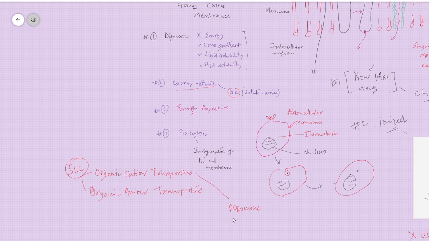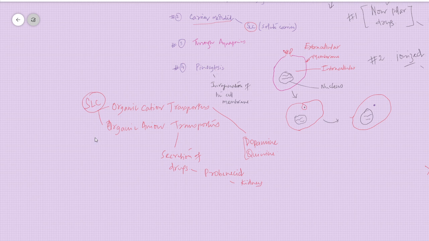quinine, which is given for malaria, and the organic anion transporters are usually involved in the secretion of drugs such as probenecid in the kidney. This point will be visited when we study penicillins, so I think we can learn here.